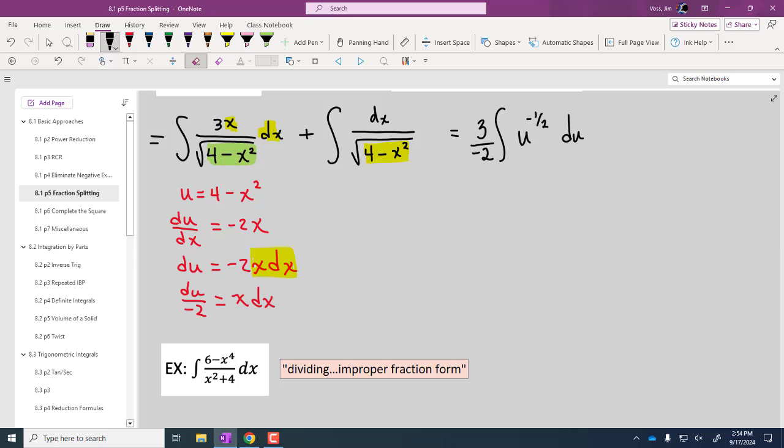Any mental anguish or drama with that substitution? Make sense?